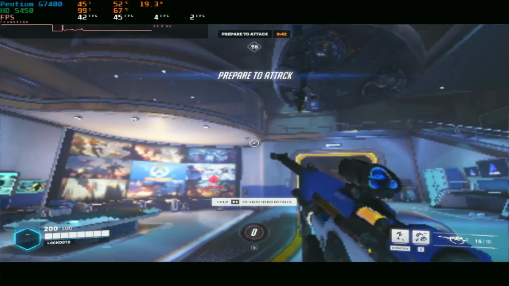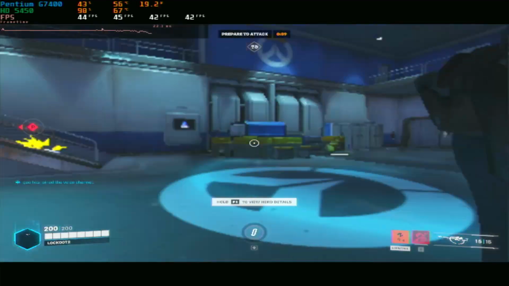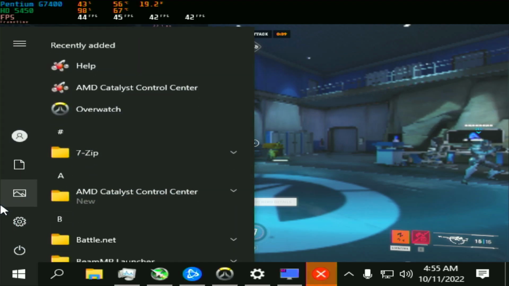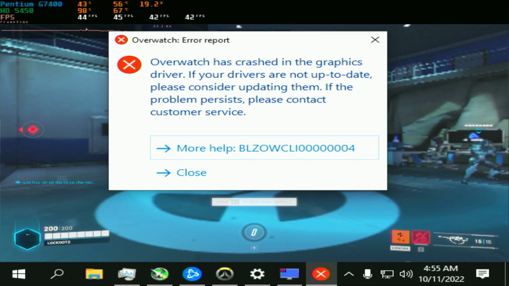At that resolution with the render scale of 50%, the lowest settings, the overclock, and everything, it says Overwatch has crashed in the graphics driver. And that just happened once. I reopened the game, and after that, it ran fine.